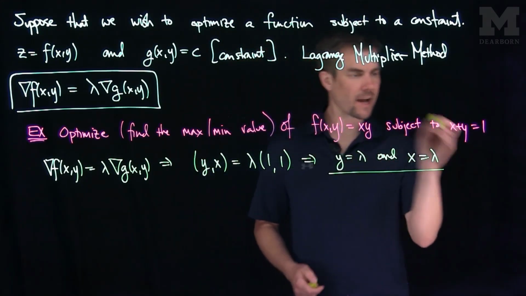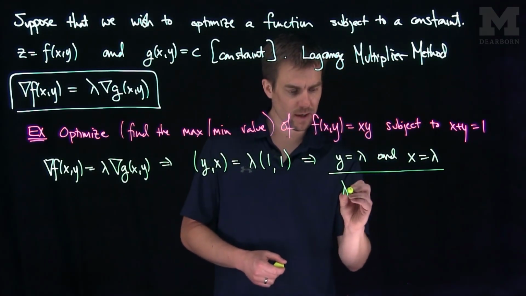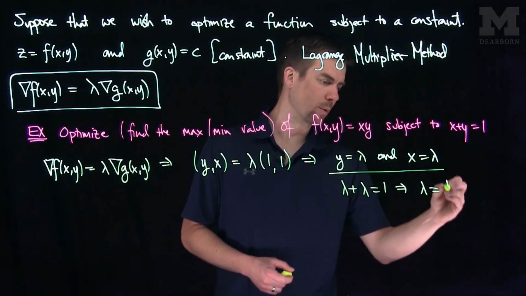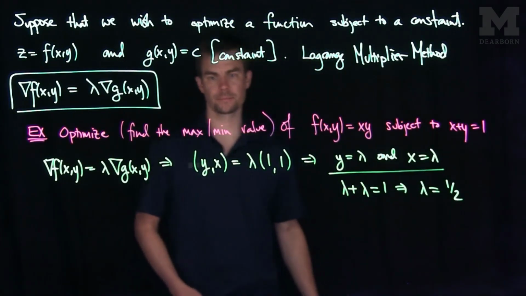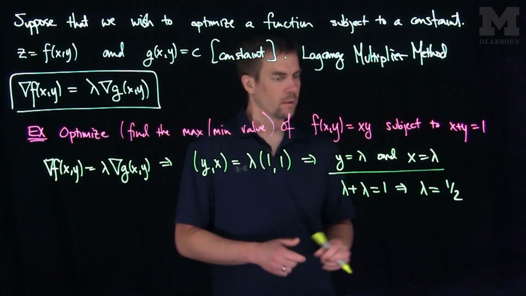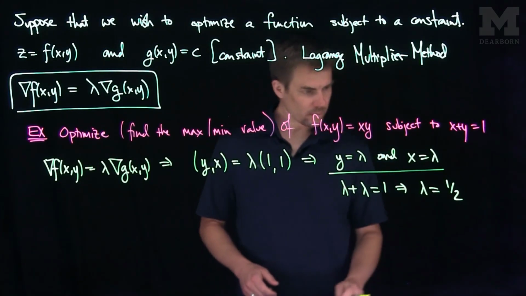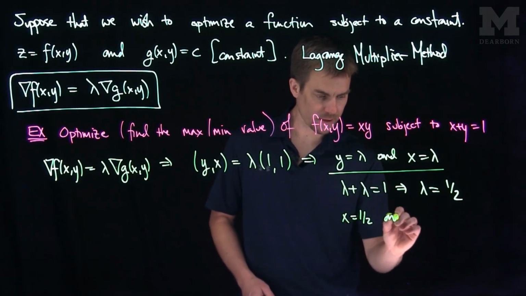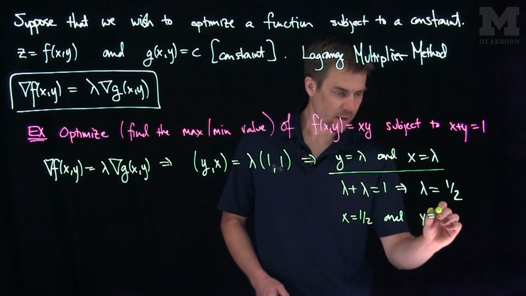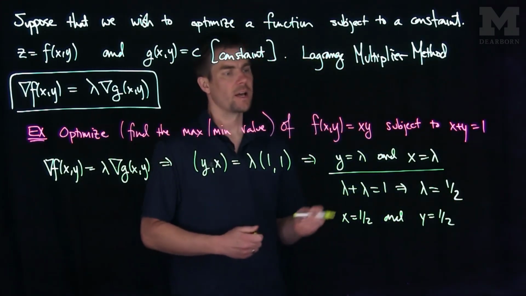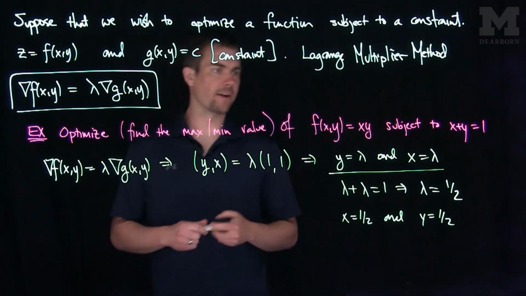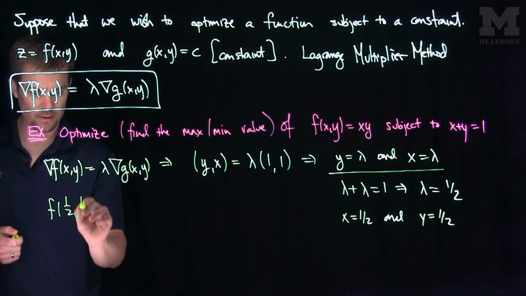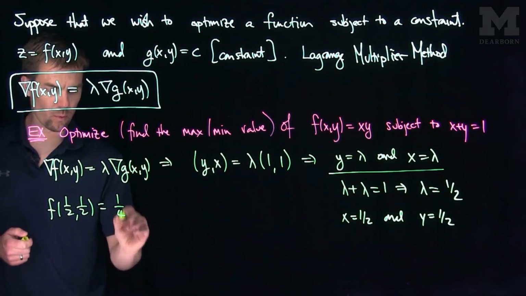Now we know that x plus y is equal to 1, so lambda plus lambda is equal to 1, and that tells me that lambda is equal to 1/2. So if lambda is equal to 1/2, then x is equal to 1/2, and y is equal to 1/2. Let's get a sense of this point 1/2, 1/2. If I plug in 1/2, we have that f of 1/2, 1/2 is equal to 1/4.